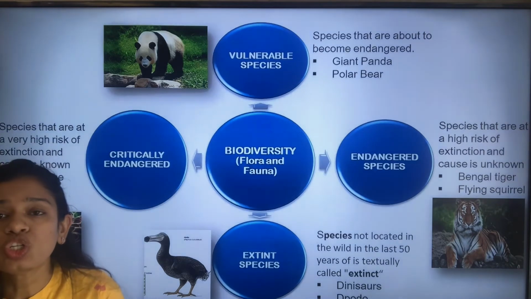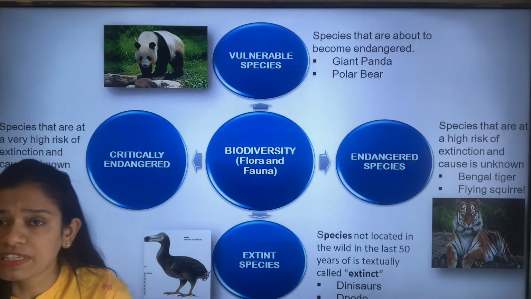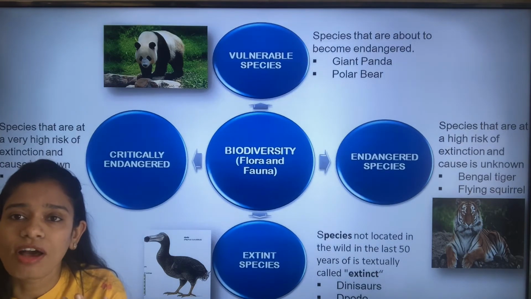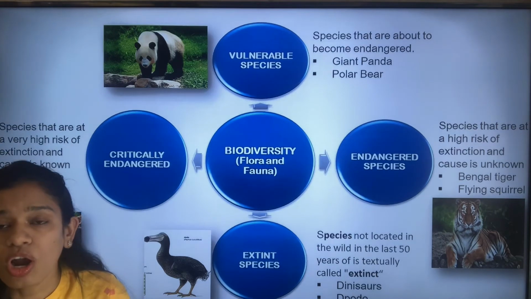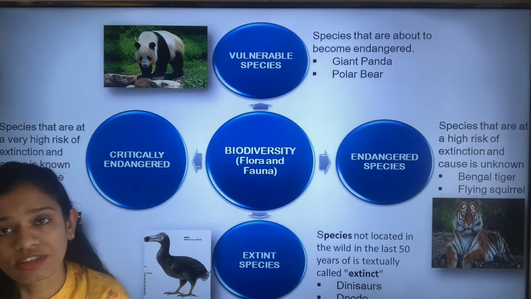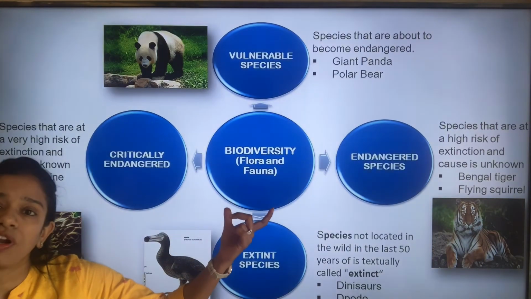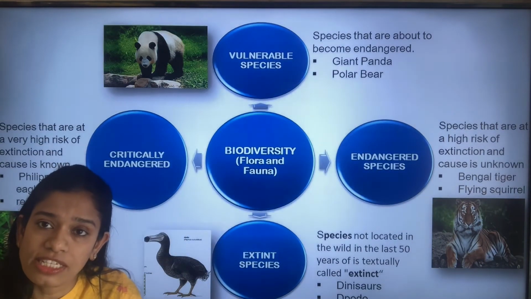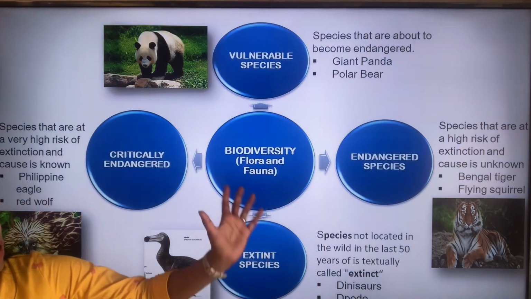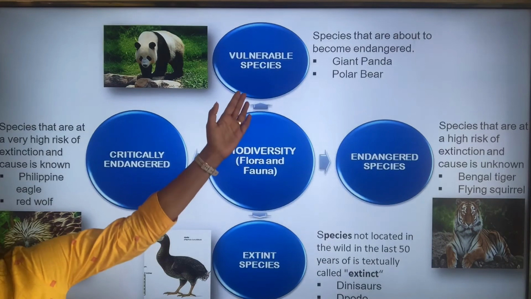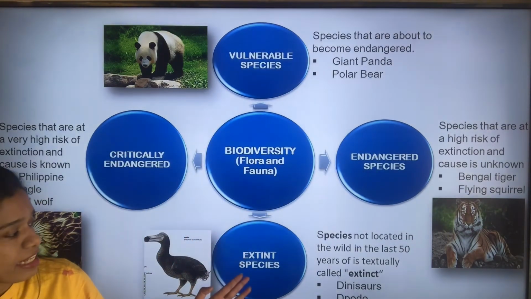Next, in relation to this biodiversity and ecosystem, we have lots of new terms coming up which we need to understand, and how they relate to the conservation of plants and animals. So biodiversity is the flora and fauna, the variety or diversification of plants and animals. Under biodiversity, there are vulnerable species, endangered species, critically endangered species, and extinct species.